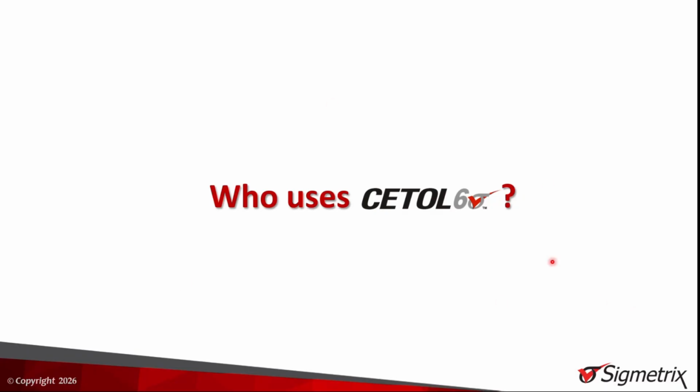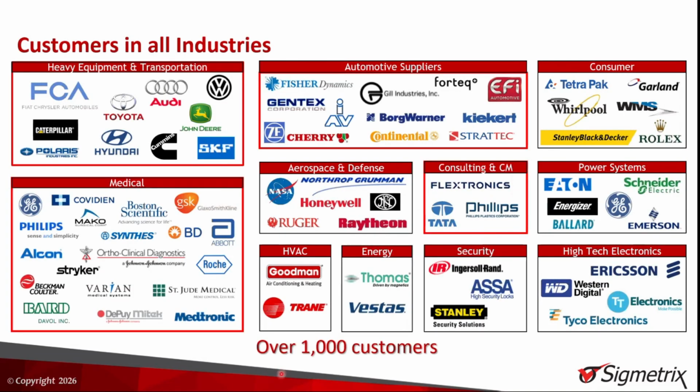So in the global world, who is actually using CETOL Six Sigma? Here is the list. We have more than 1,000 customers. The fields of industry using it are quite numerous, especially medical, heavy equipment, transportation, and automotive. Aerospace is also quite important, for their complex systems where they need to study assembly variation, and tolerance is also very important.